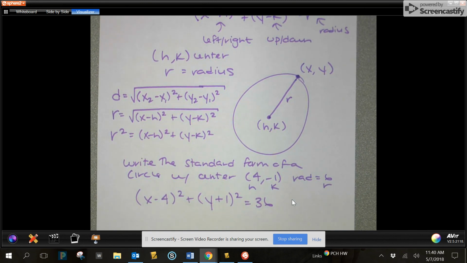And we will talk later about the general form of a circle, so this is all we have for now.